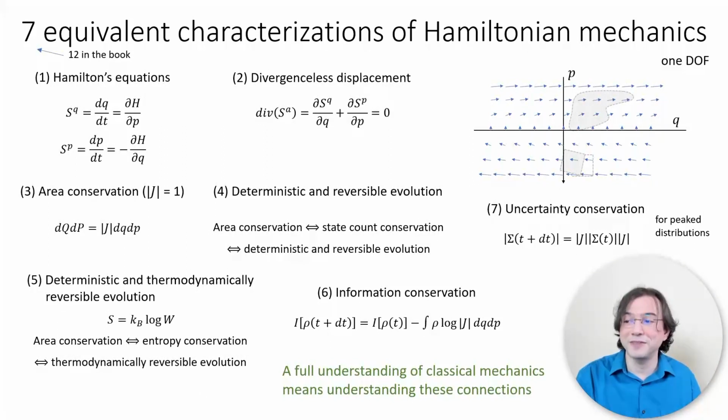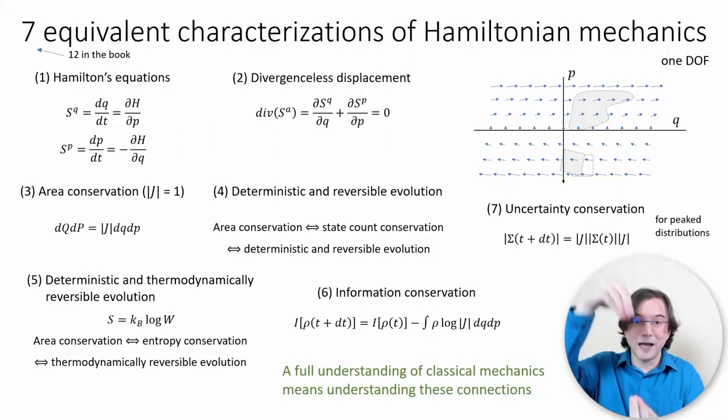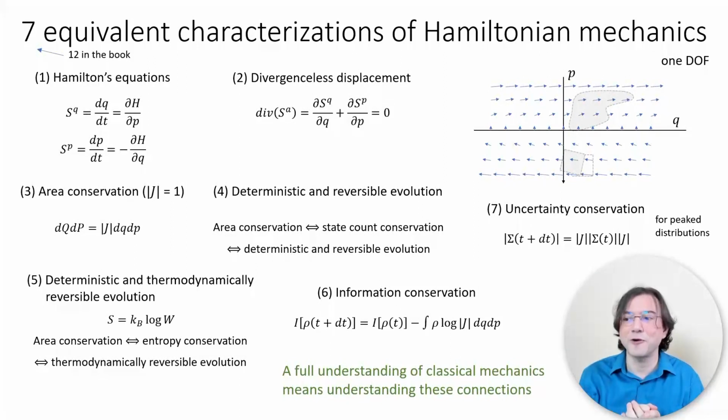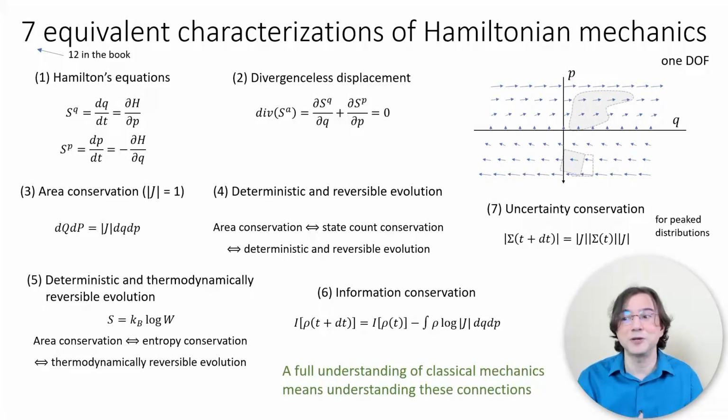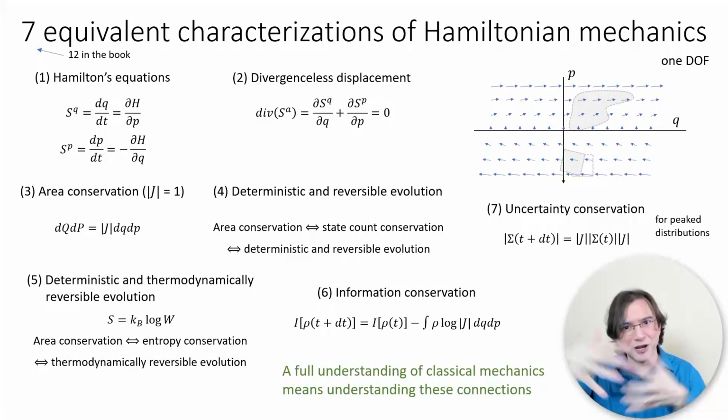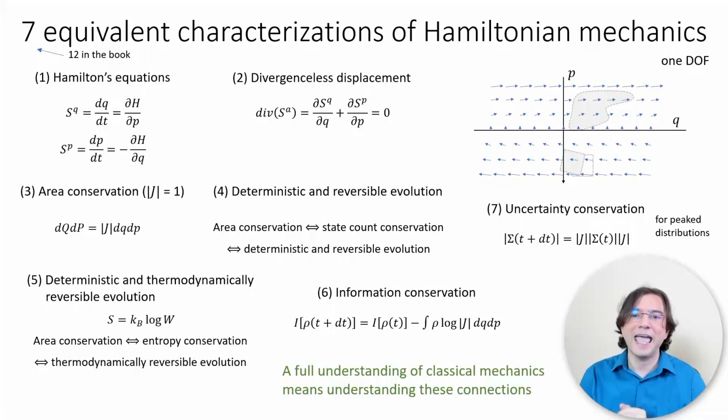Another thing that is also equivalent is the uncertainty conservation for a peak distribution. If you have a peak distribution over phase space that moves around, the uncertainty is characterized by the determinant of the covariance matrix. If you want this to be conserved as the distribution goes around, then you actually get Hamiltonian mechanics. Here you really see how we're taking ideas from different sides and trying to put them together. We think that a good understanding of the physical theory means understanding all these connections, why they're there, and how they're actually the same thing.